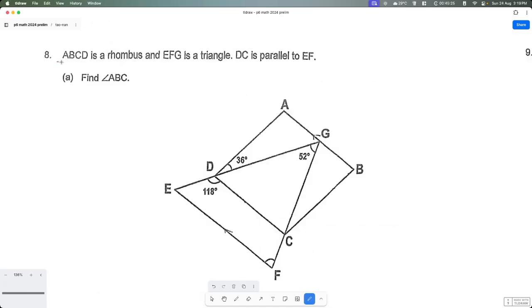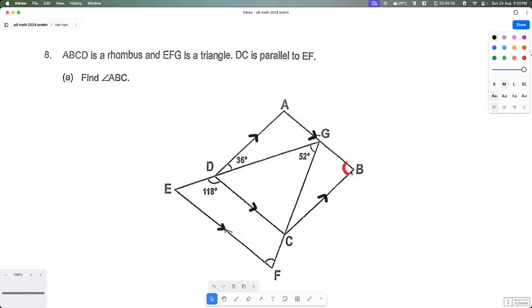All right, question number 8. ABCD is a rhombus, 1, 2, 3, and 4. And EFG is a triangle, that's what I see over here. So DC is parallel to EF, so these are parallel to each other as well. All right, so find angle ABC. Just want to double confirm, but yeah, it's this one. A, B, and C.